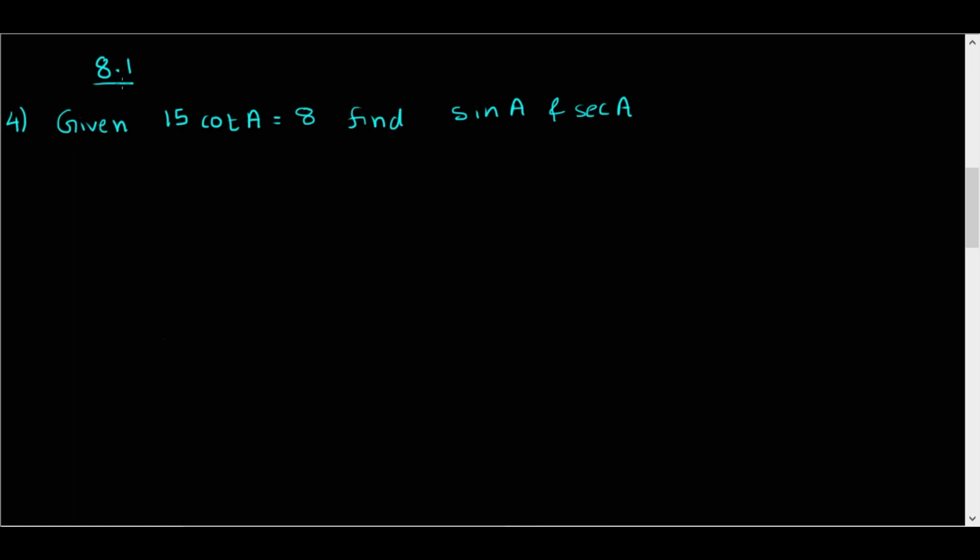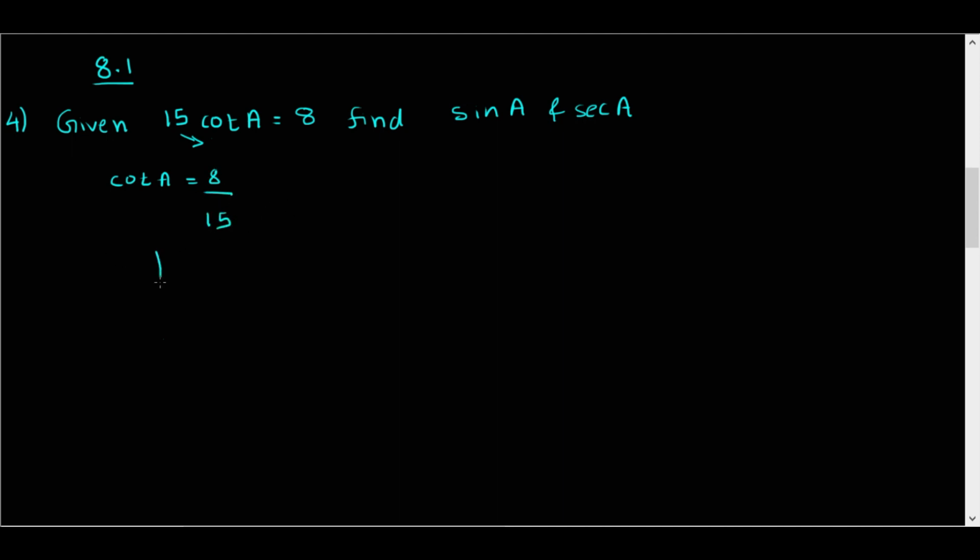So from exercise 8.1, this is the next question in continuation with the previous video. I have given 15 cot A is equal to 8. Find sin A and sec A. So this 15 cot A, I can shift 15 to the other side. So I have cot A is equal to 8 by 15.